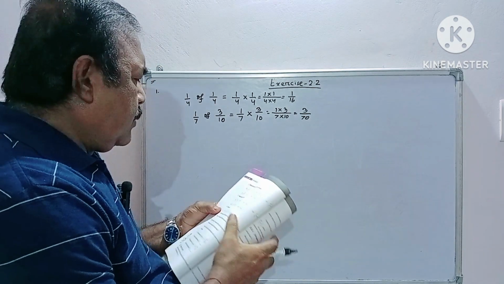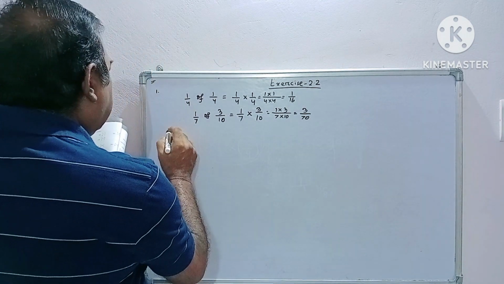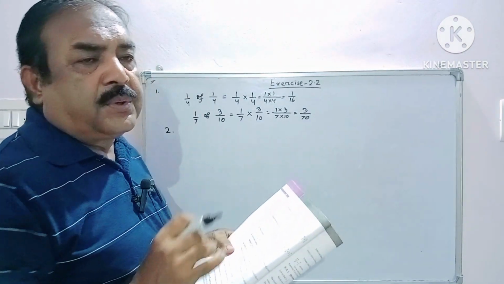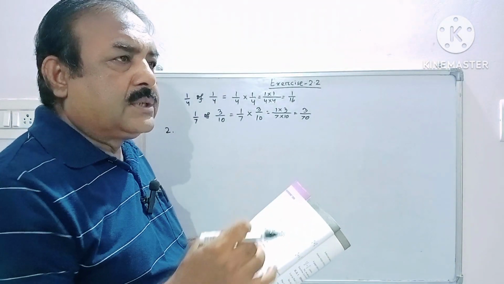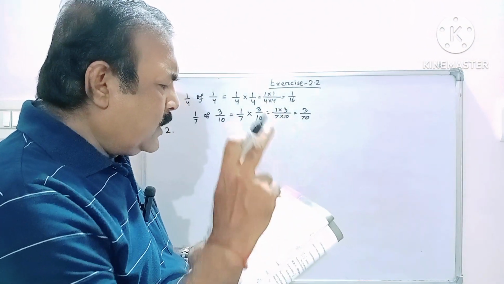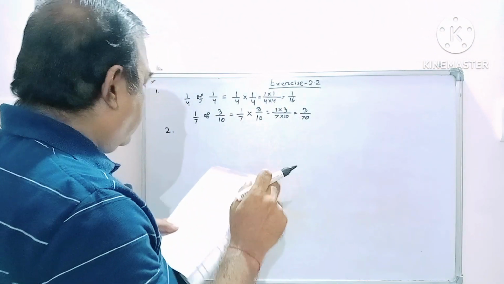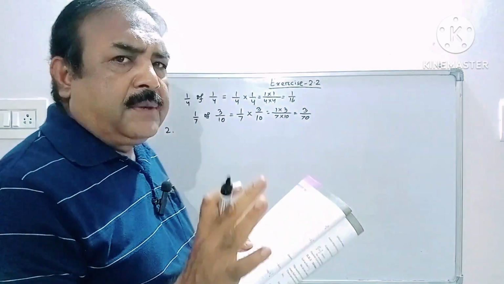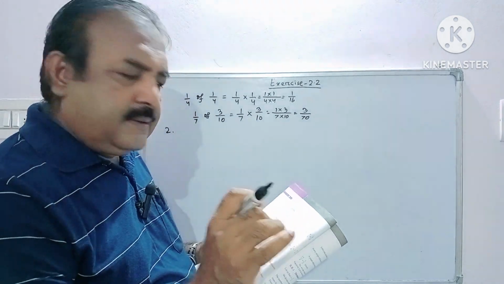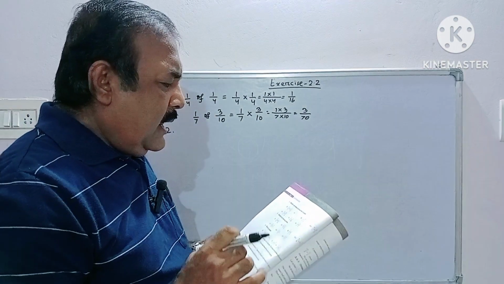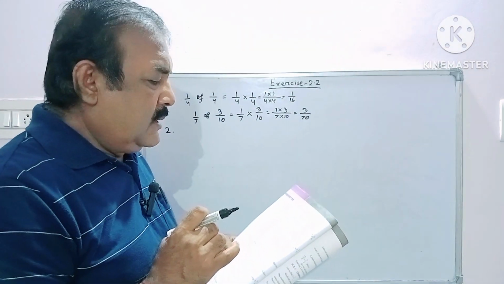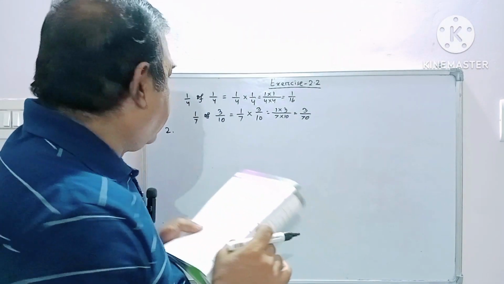Then question number 2, always you read the instruction. Instruction is very much important. Before attempting any question, you should read the instruction. Multiply and reduce to lowest form if possible. So first you will have to multiply, and after multiplication you will get the product. And if that is not in lowest form, what is that? And we will follow it. You see.